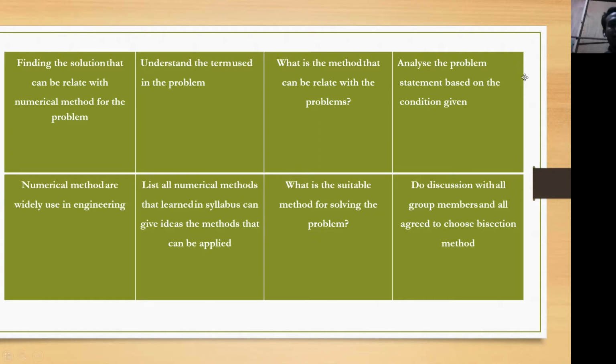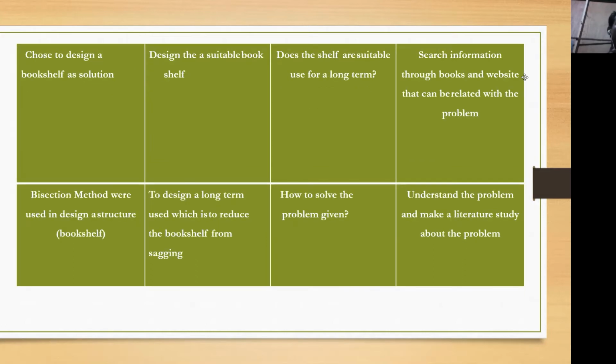So for fact number 3 is numerical methods are widely used in engineering. So the idea is to list all the numerical methods learned in the syllabus that can give an idea of the method that can be applied. For the learning issue is what is the suitable method for solving the problem. And for the action is to discuss with all the group members and all agree to choose the bisection method.